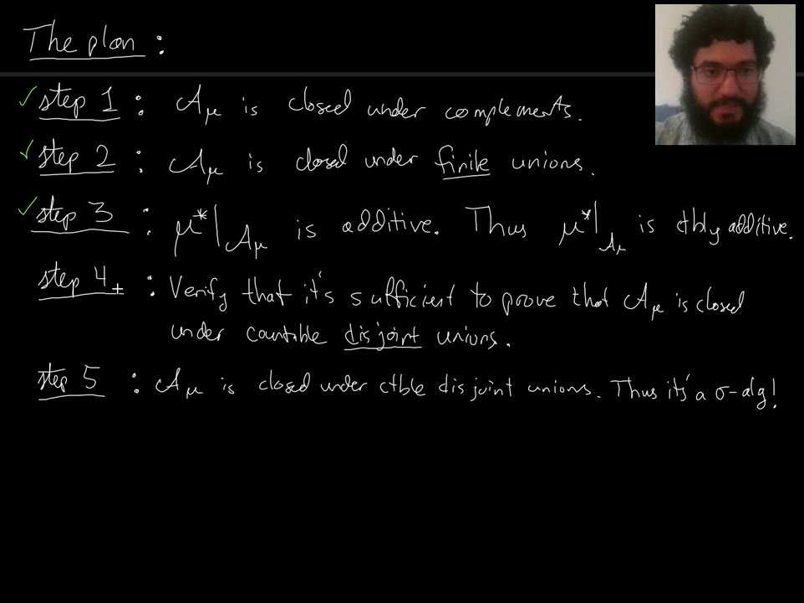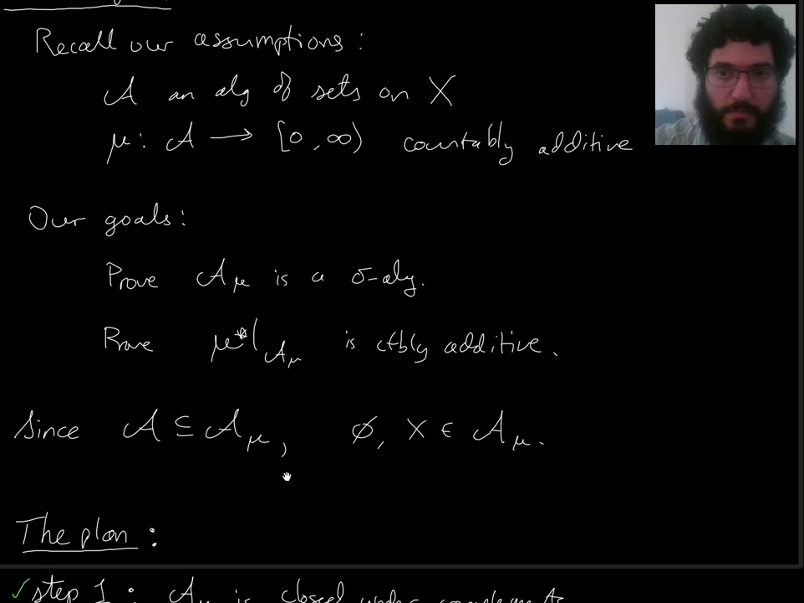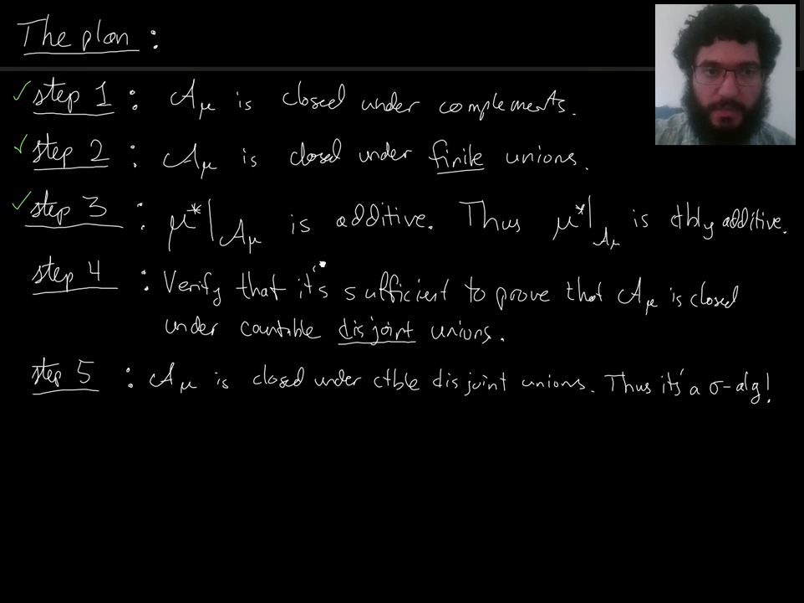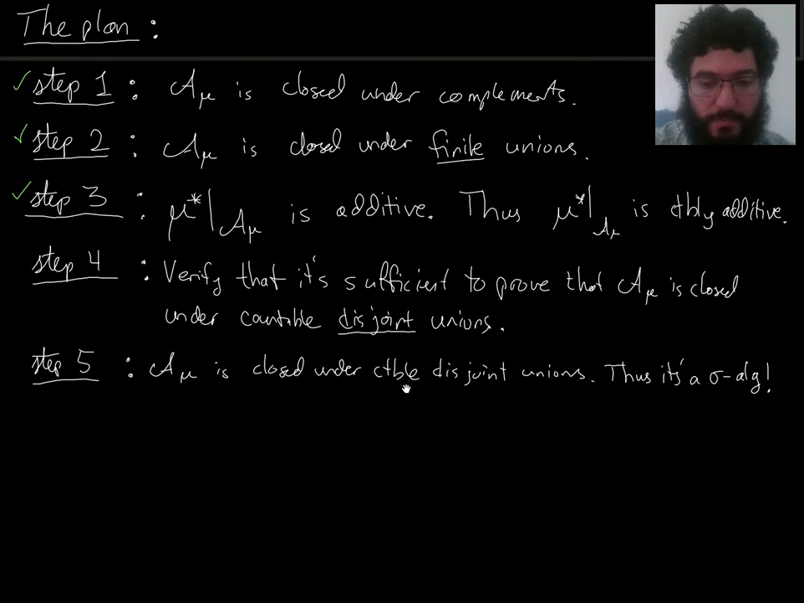Continuing our plan, let's carry out step 4. Remember that our assumptions in this entire context are that A is an algebra of sets on X, and that mu is a countably additive, non-negative function. Remember also that we have already proven that A_mu, the collection of mu-measurable sets, is an algebra of sets. So we've already proven parts 1 and 2. We're going to need that to make sure step 4 works. So we already have A_mu is an algebra of sets on X.